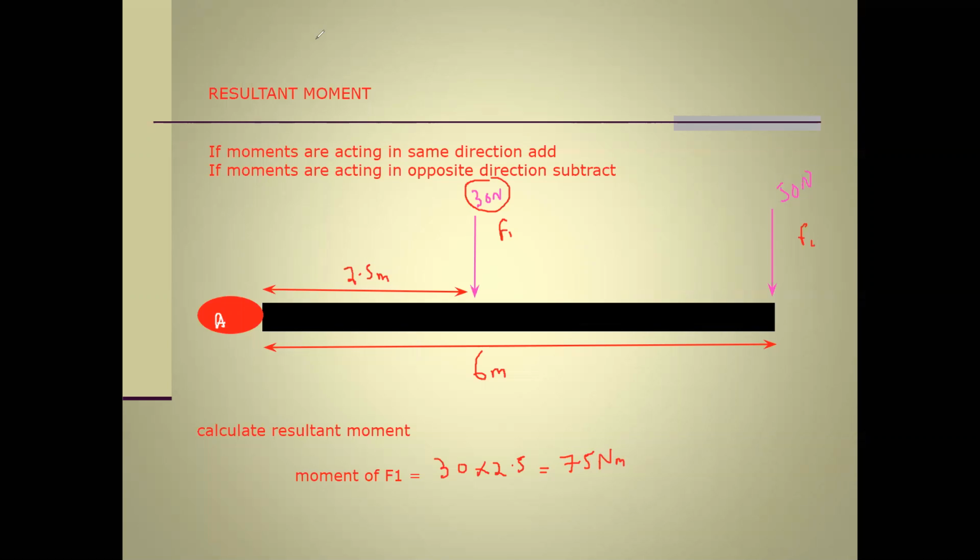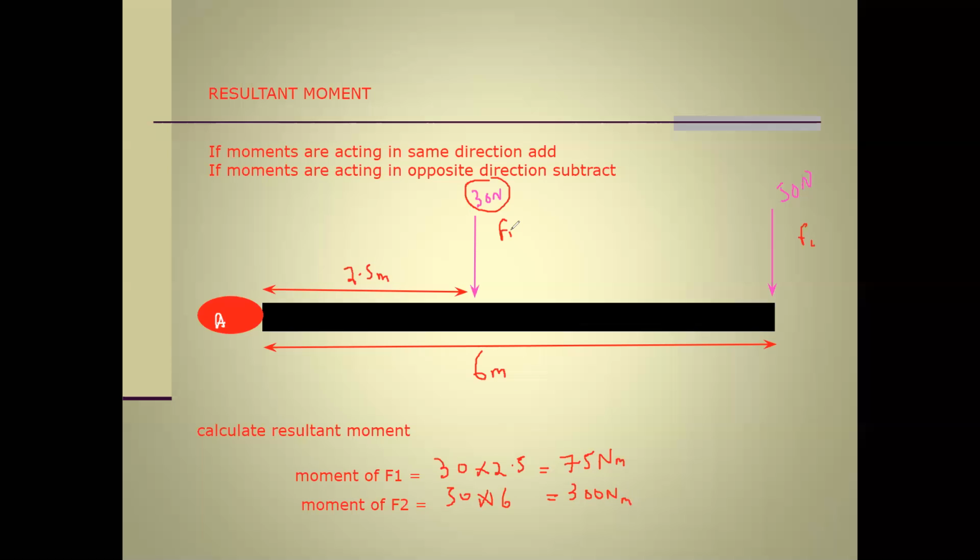And if I want to calculate the moment of F2, that's equal to force multiplied by distance. So force is 50 and the distance from the pivot is 6. So 50 multiplied by 6 is equal to 300 Newton meters.